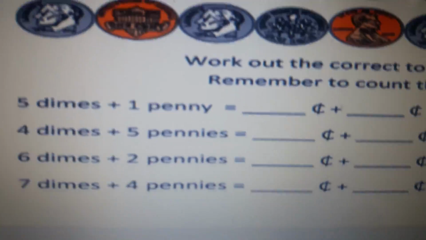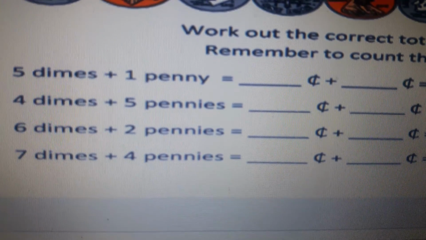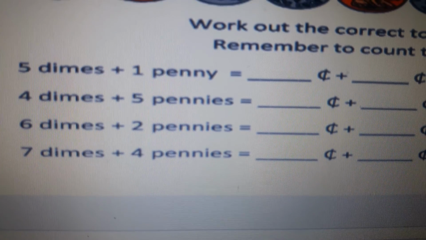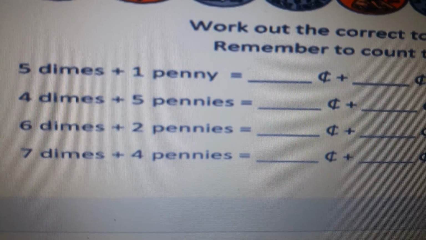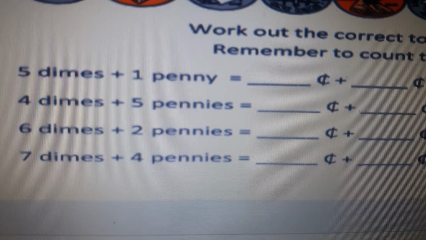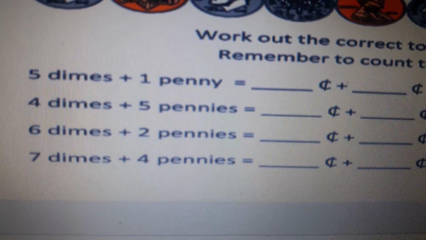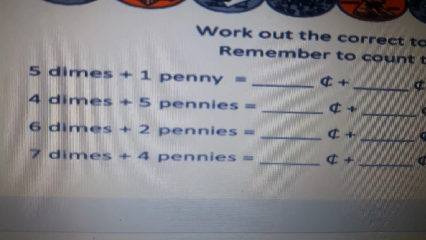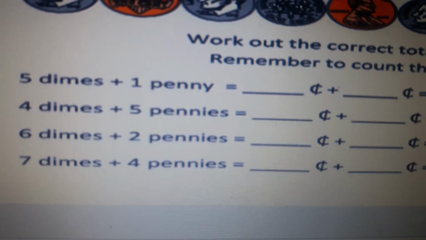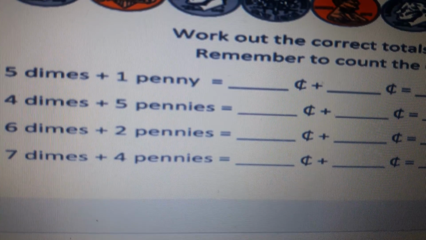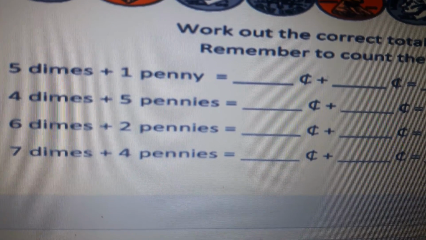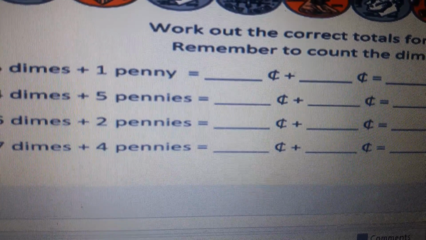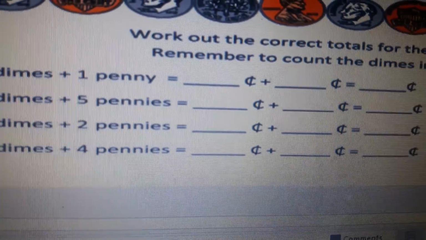So the first example, we have 5 dimes. That means it's 5 multiplied by 10. I want to change the dimes into cents. So 1 dime equals 10 cent. So 5 dimes will equal 50 cent. Plus 1 penny equals 50 plus 1 equals 51. Yes, 51 cent.